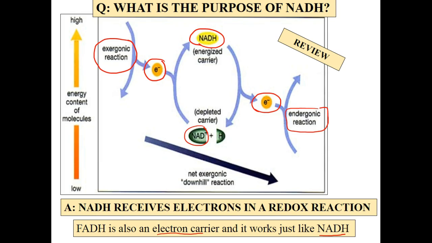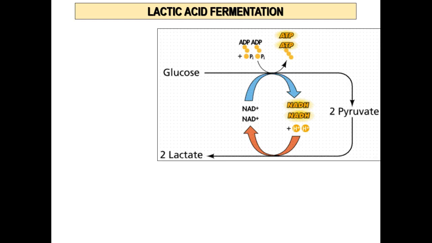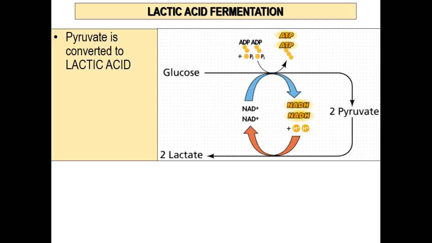But in glycolysis, we've made two molecules of pyruvic acid. And what happens in anaerobic respiration? Well, in anaerobic respiration, those molecules of pyruvic acid are going to be used to form lactic acid. And that's what's shown here. Pyruvate is converted to lactic acid.